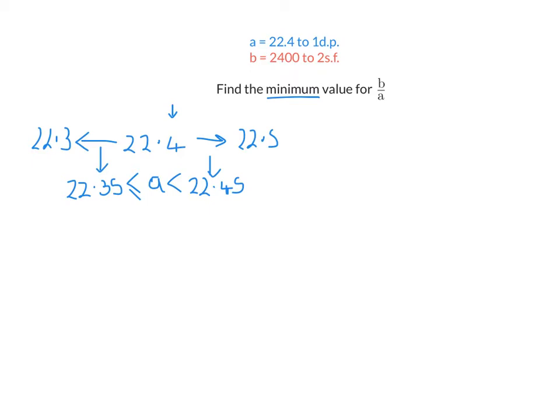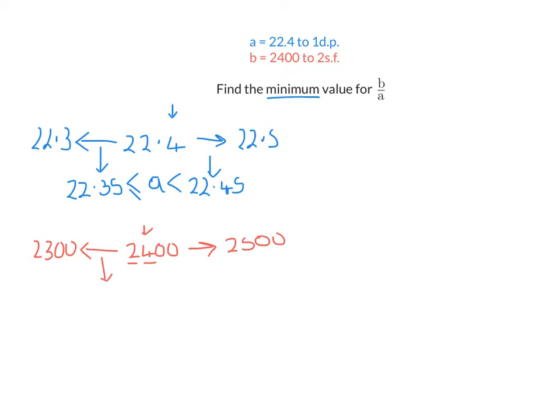So B is 2,400. And it's been rounded to 2 significant figures. Well, the first is 2 and the second is 4. So again, it's the 4 that's changed. So if that was 2 significant figures below, it would be 2,300. And 2 significant figures above would be 2,500.